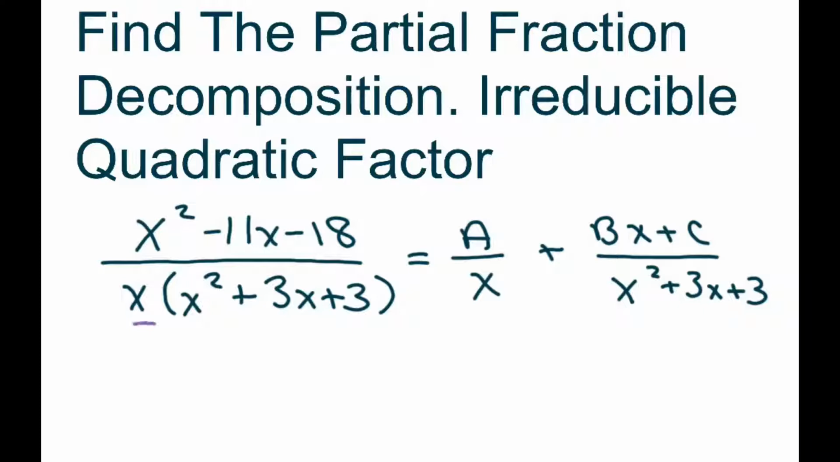We have a linear term here and a quadratic factor here. So I set the A, B, and C up where I have a linear term on top of a quadratic expression. And A is over x, so that way these are proper rationals. And this will give us our LCD, our least common denominator right here.